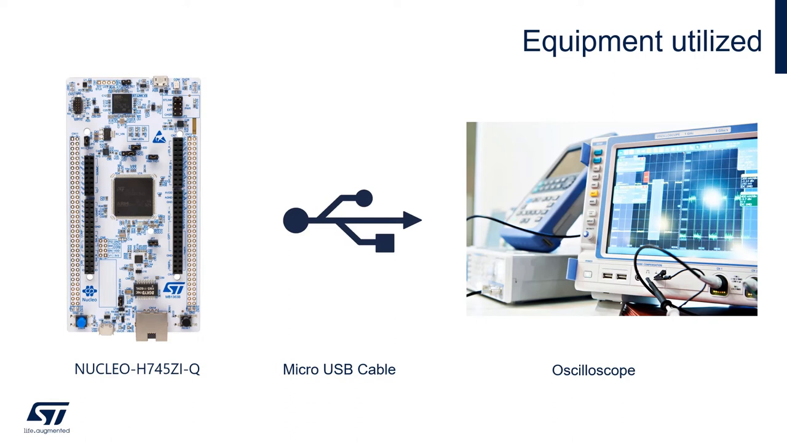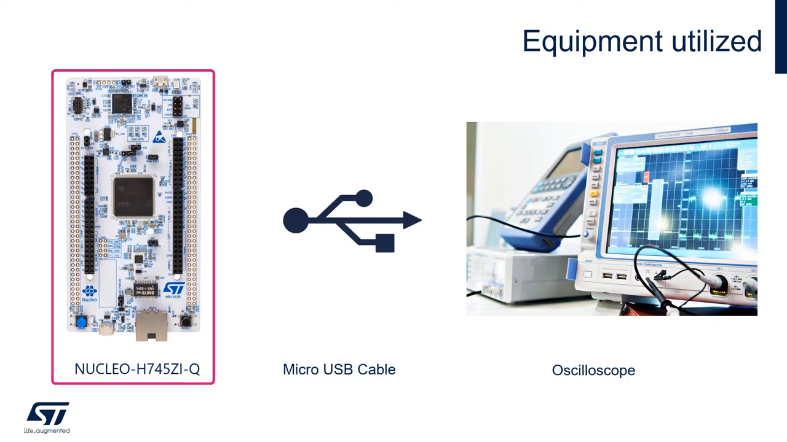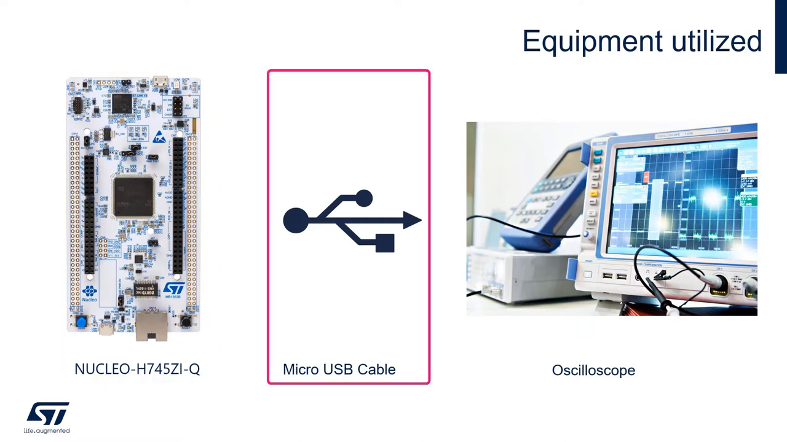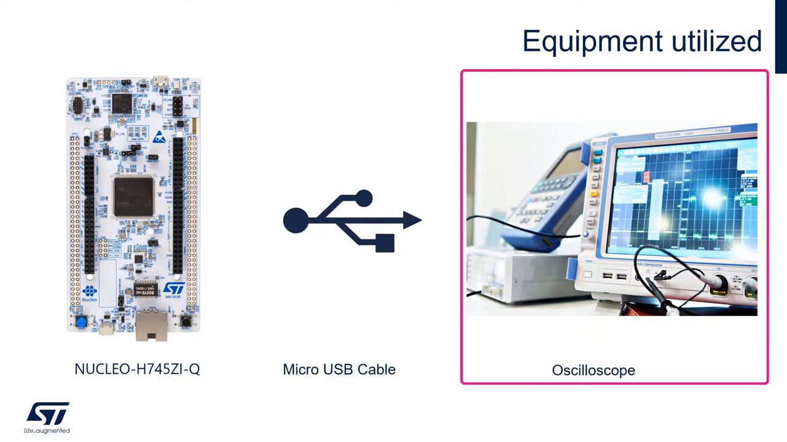For this exercise, you will need the following equipment. The STM32 board that we will be using is the Nucleo-H745ZI-Q, as shown here. You will need a micro USB cable in order to power, program, and debug the board. You will need also a scope in order to verify the results.